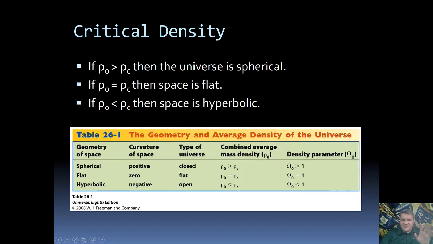Now, just to summarize, if the energy density is too great, then we have a spherical universe. If the energy density is exactly right, notice that is an equal sign, then we have flat space or a flat universe. And if there's not enough stuff, if the energy density is too low, then we have hyperbolic space. Now looking at these, what is the likelihood of flat? Okay, to have a flat universe, we have to have the exact right amount of stuff. Probably not going to happen.